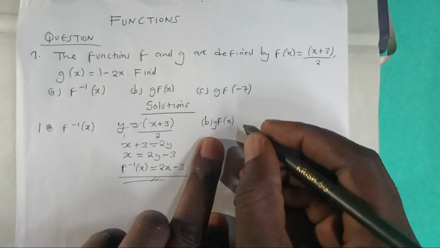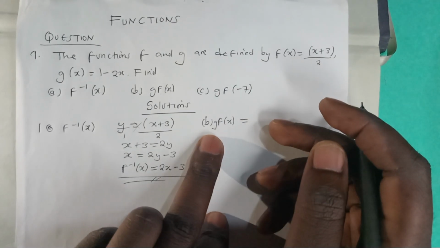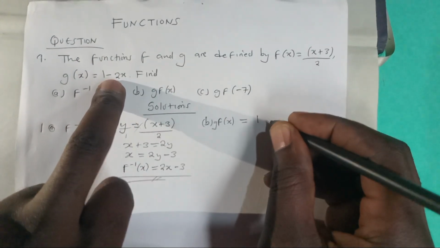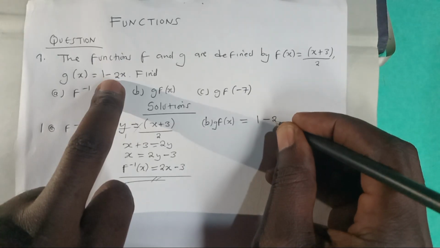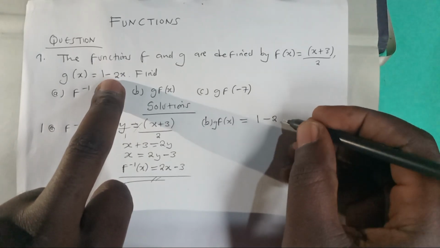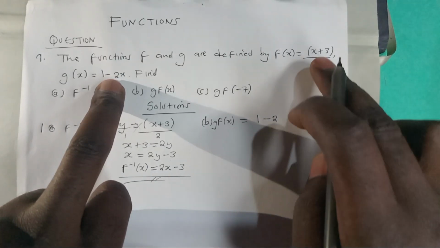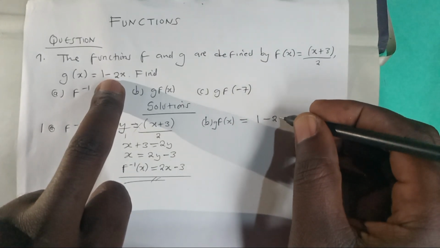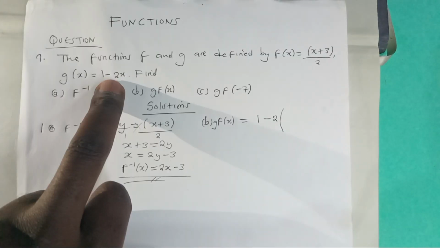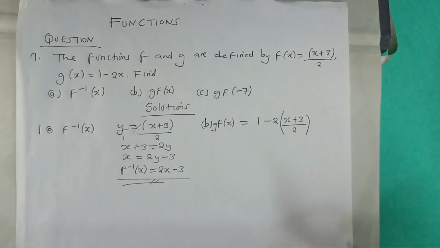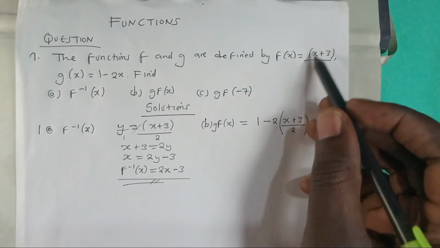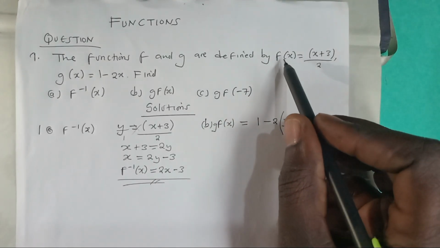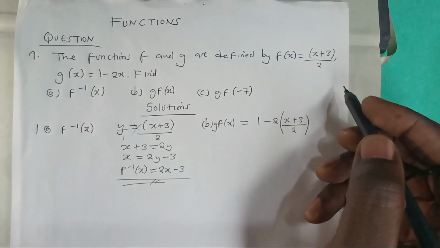So this is equal to, the first part is g, and for part g, we have 1 minus 2x. Now where there is x is where we are going to put this part for f of x. So where there is f, we open the brackets and we substitute the expression x plus 3 over 2 coming from the f of x part. Then we can simplify.